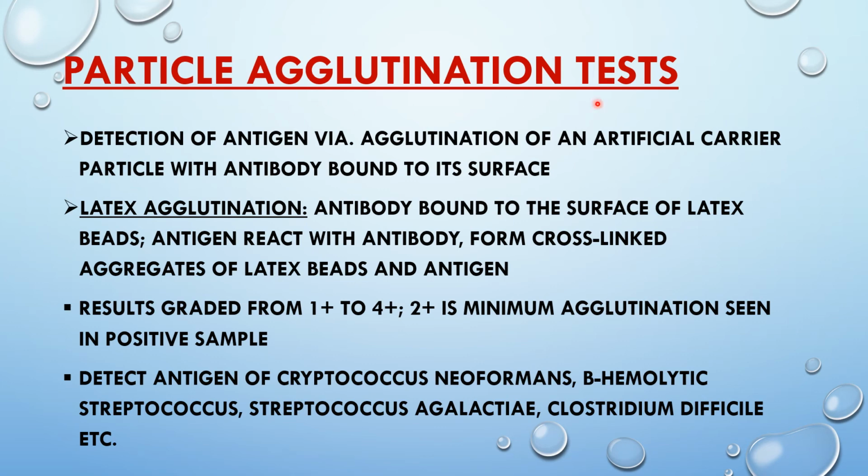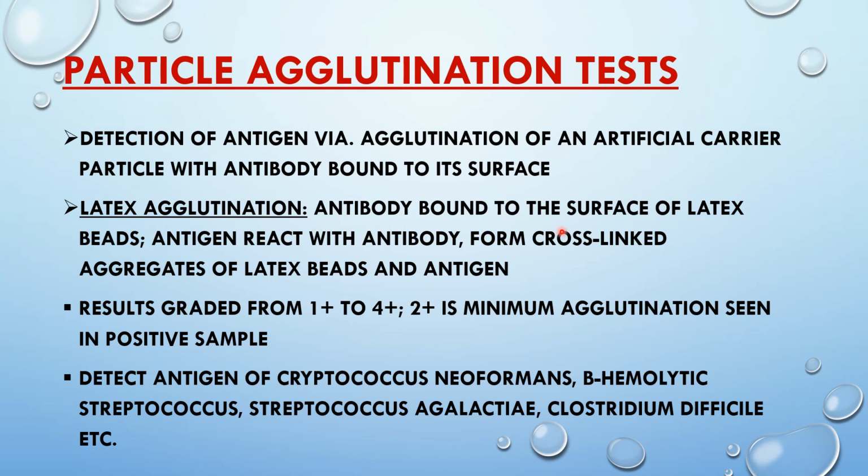Next is the particle agglutination test. It is the detection of antigen via agglutination of an artificial carrier particle with antibody bound to its surface. So what is the principle of the particle agglutination test? In this we detect the antigen. How? Via agglutination of an artificial carrier particle that has antibodies over its surface. For example, latex agglutination.